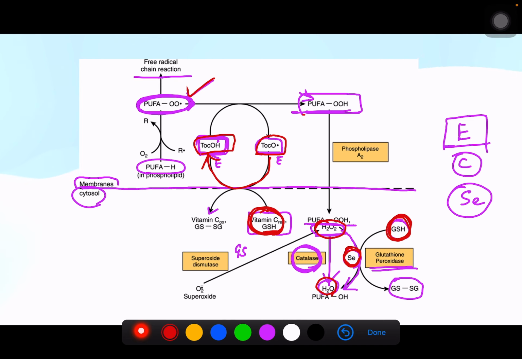Now, to replenish reduced glutathione, what do you need? You need NADPH. So, to replenish the vitamin E radical, you need vitamin C. To replenish vitamin C, you need reduced glutathione. To replenish reduced glutathione, you need NADPH. Likewise, whenever hydrogen peroxide is inside the cell, it can be converted to water with the help of selenium, and during this process reduced glutathione is what is helping. Now to replenish reduced glutathione, you need NADPH. Yes, so this is it.